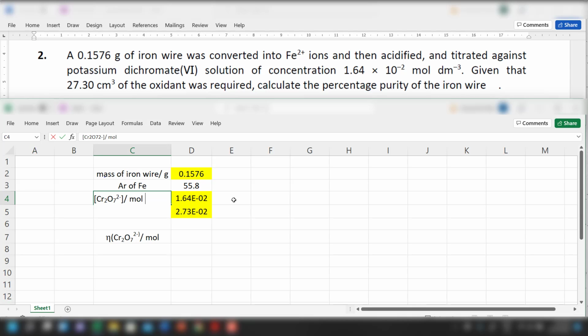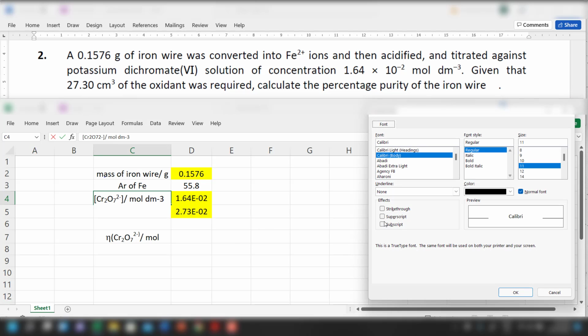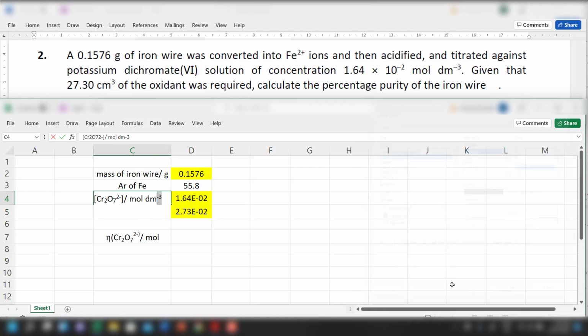But if you're not comfortable with it, you can always just convert it to the usual one which you are familiar with, which is moles per dm cube. So it's really not an issue. So I'm going to equate this to this particular cell multiplied by the volume. So I'm going to get a number. This is 0.000448 moles.